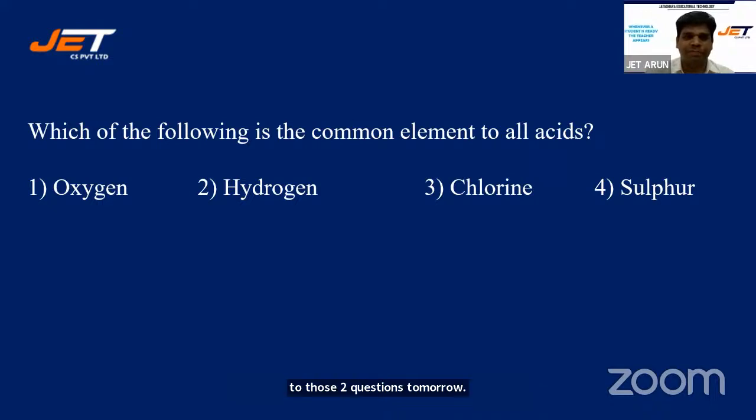Which of the following is a common element of all acids? Oxygen, hydrogen, chlorine, or sulfur?